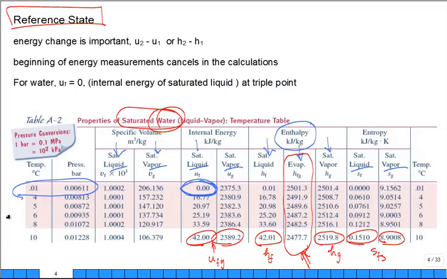They make all subsequent measurements of U and H from there, because everything's measured from there, like U2 minus U1. Its measurements are referenced from this starting point. H at the triple point is just slightly above 0. But this is the datum point. That's the reference. That's the beginning.